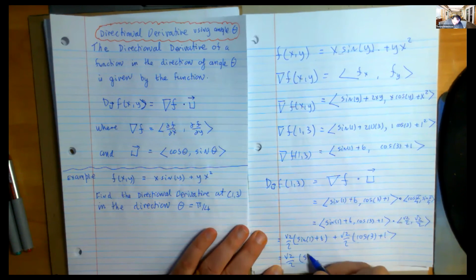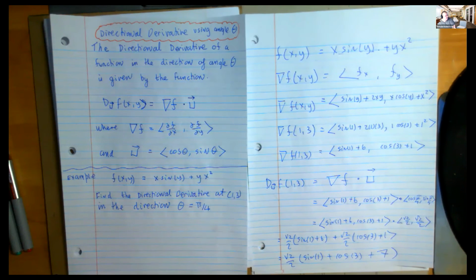So what I would end up with would be a sine of 1 plus a cosine of 3 add 7. Are you happy about where that came from? I was about to say I would distribute it all, collect like terms, and then pull out the root 2 over 2, but it's probably quicker just doing it the way I said. So if you were on this surface, at that point, traveling in this direction, that's how steep the hill is. It's ugly, but that's the answer.